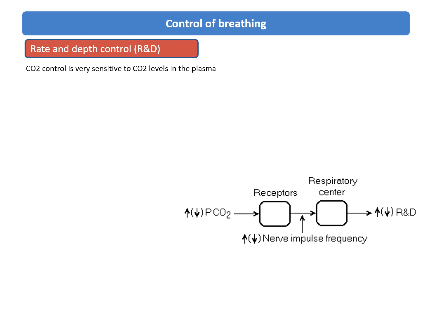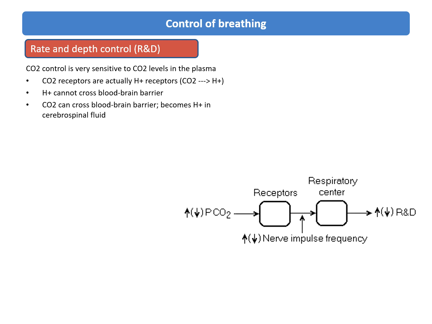Carbon dioxide control happens to be very sensitive to CO2 levels in the plasma. CO2 receptors are actually hydrogen ion receptors, because you remember carbon dioxide in solution produces hydrogen ions. Hydrogen ions cannot cross the blood-brain barrier, but carbon dioxide will. And so once it crosses the barrier and reaches the cerebrospinal fluid, it's transformed into hydrogen ions.